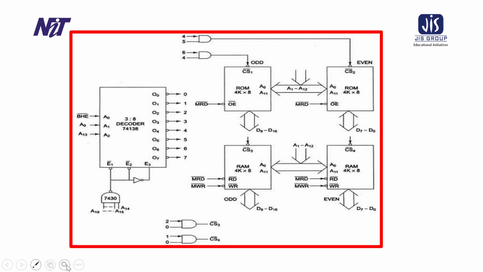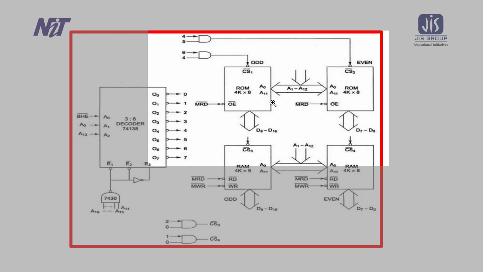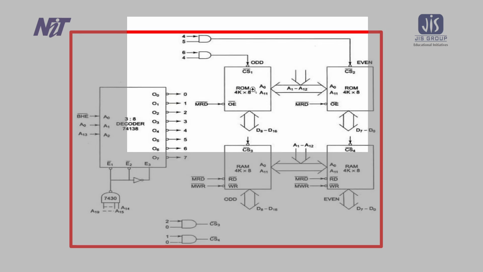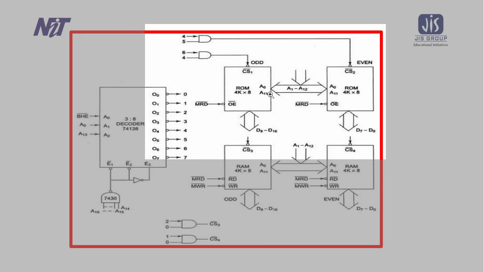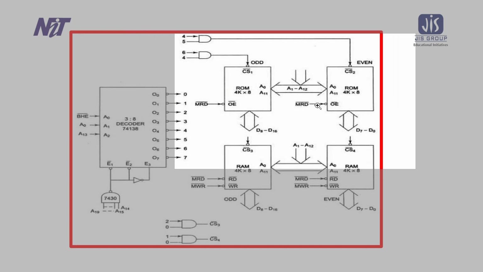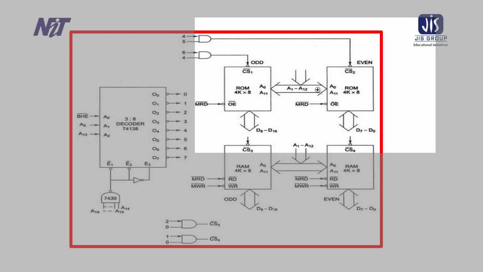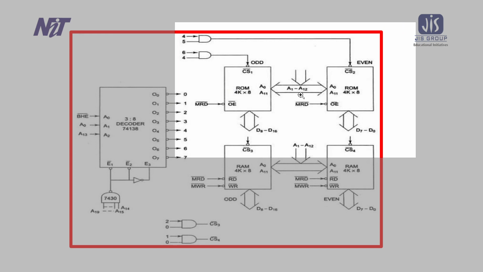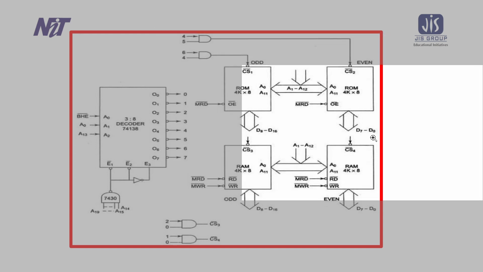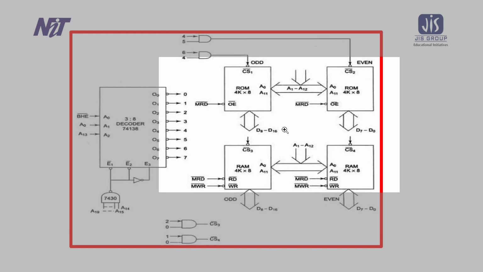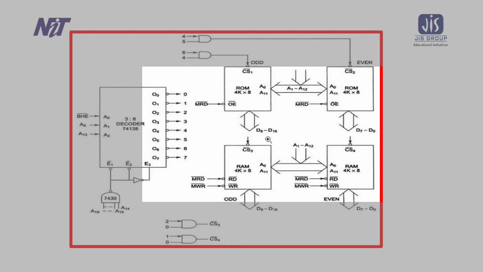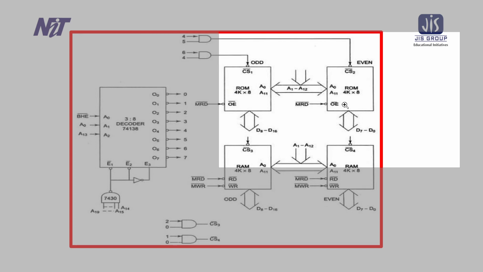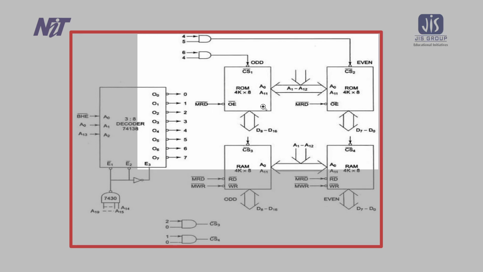What I told is replicated over here. This is the ROM, this is the RAM. Two ROMs are there, each of size 4K into 8. This is the address line of ROM 1, A0 to A11. But in the microprocessor, A1 to A12 are connected. Why am I taking A1 to A12? Because A0 is segregated for choosing the even and odd. The even is connected to the lower order data bus, and the odd is connected to the higher order data bus. So that's why I can identify which is the even and which is the odd one.